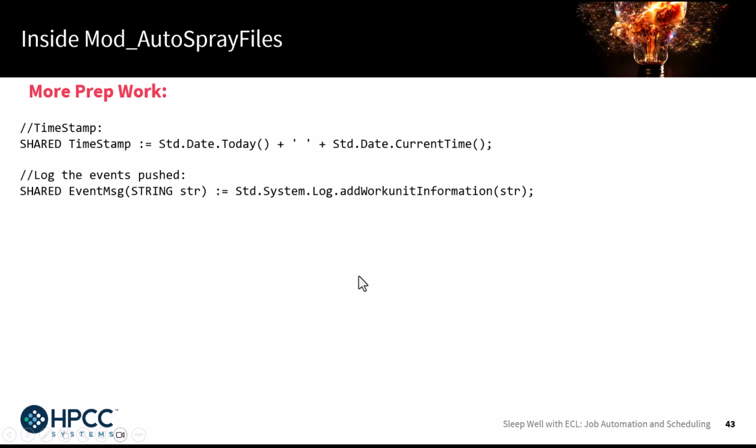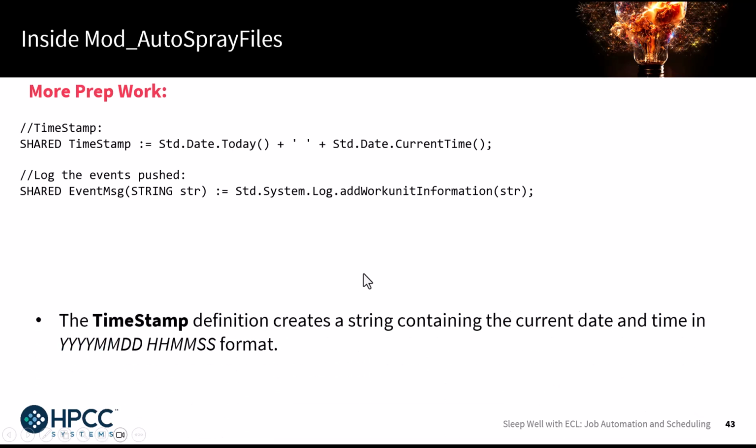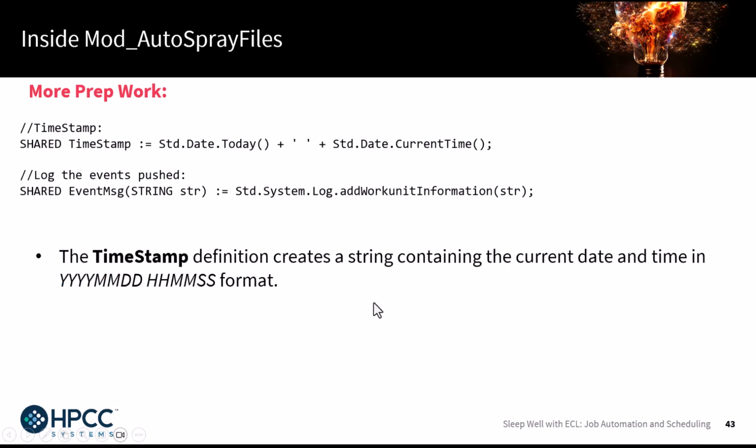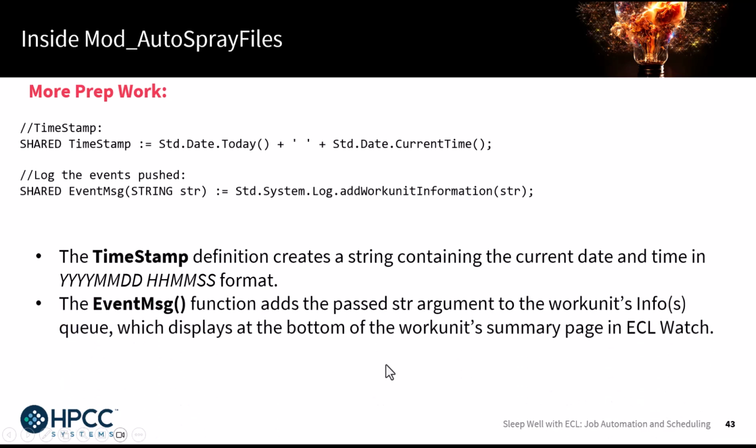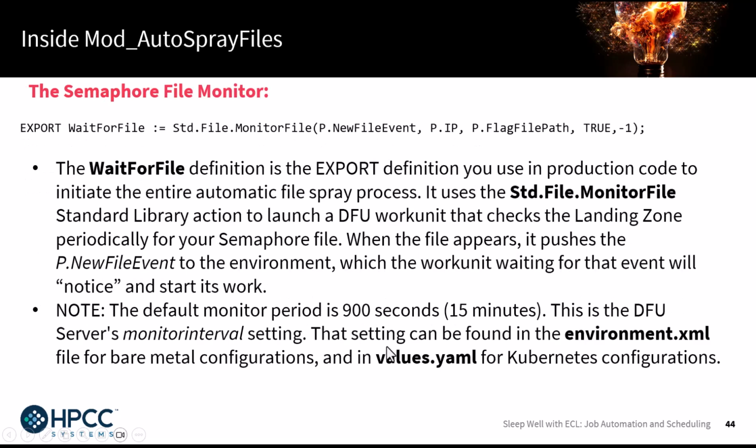A little more prep work here. We have a timestamp, standard stuff, today's date and the current time. And then we have our event message, which is logging the events to be pushed. This adds a pass string argument to the work unit's info queue, which displays at the bottom of the work unit's summary page in ECL Watch. So once again, inside module auto spray files, everything is happening here.